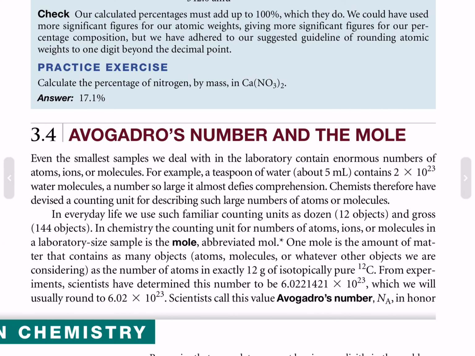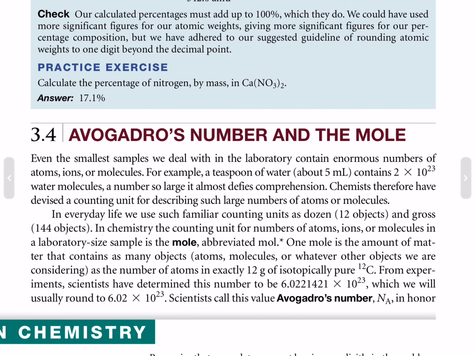Chemists, therefore, have devised a counting unit for describing such large numbers of atoms or molecules. In everyday life, we use such familiar counting units as a dozen and a gross. In chemistry, the counting unit for numbers of atoms, ions, and molecules in a laboratory-sized sample is the mole, abbreviated mol. 1 mole is the amount of matter that contains as many objects, atoms, molecules, or whatever other objects we're considering, as the number of atoms in exactly 12 grams of isotopically pure carbon-12.